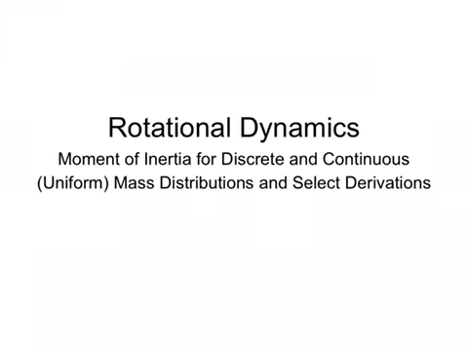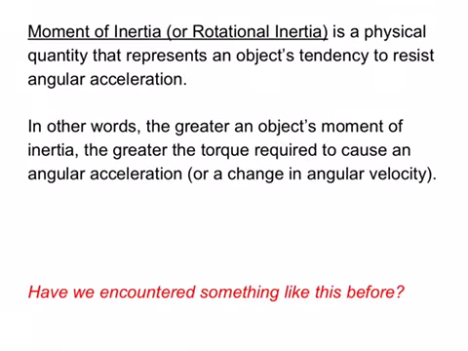Okay, today we're going to be talking about moment of inertia, what it means, and how to derive the moment of inertia for some common mass distributions. Moment of inertia, or rotational inertia, is a physical quantity that represents an object's tendency to resist angular acceleration.